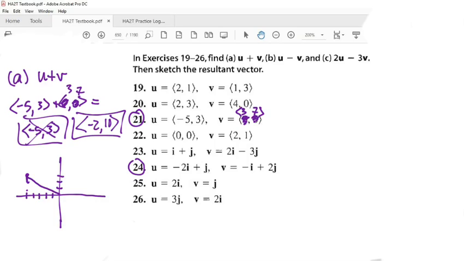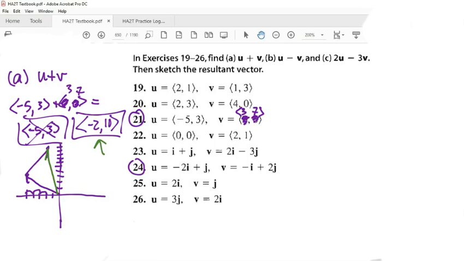Oh, that kind of stinks. 1, 2, 3, 4, 5, 6, 7. Okay, that works. And so I'm going right 3 and then up 7. So my resultant vector is this. This is our answer. Hey, look, isn't that the same as negative 2, 10? 1, 2, 3, 4, 5, 6, 7, 8, 9, 10. So the green one is the answer.